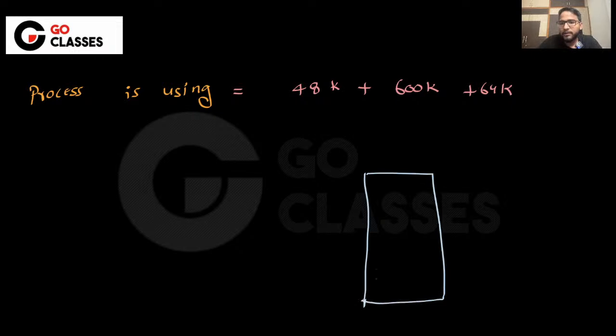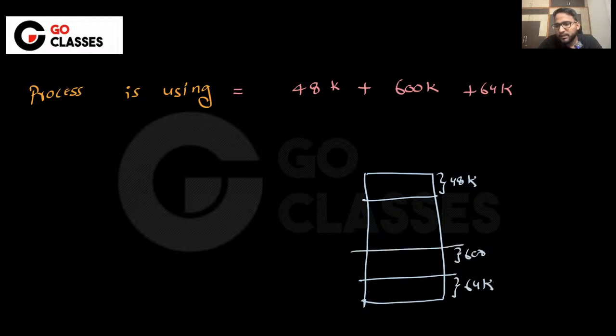They are saying that maybe the 48k is here, 48k of data it is using here, maybe it is the stack, I don't know actually. Maybe let's suppose this is 64k, and maybe this is 600k, something like that. They are saying that we are using different locations, and in between some empty portion is there. That's what they are saying.